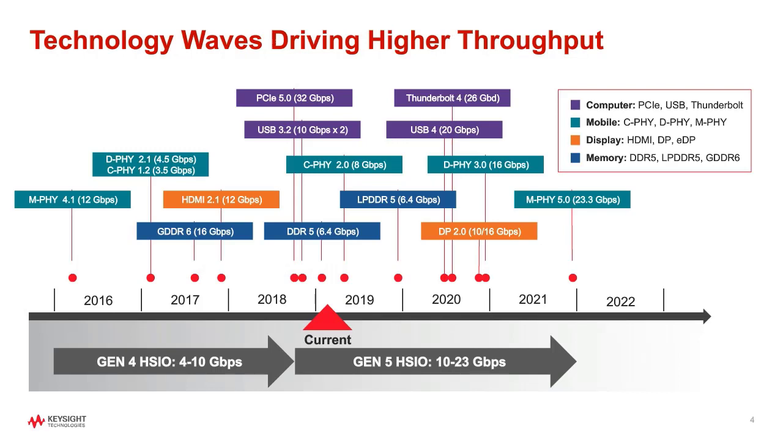The race continues for faster data transmission, with even the most common of consumer products already providing gigabit data rates. Existing Gen 4 high-speed I/O is in the 4 to 10 gigabits per second range, and Gen 5 has already started with data rates entering the 10 to 23 gigabits per second range. Hard to believe that the next generation of USB interfaces will be running at 20 gigabits per second.